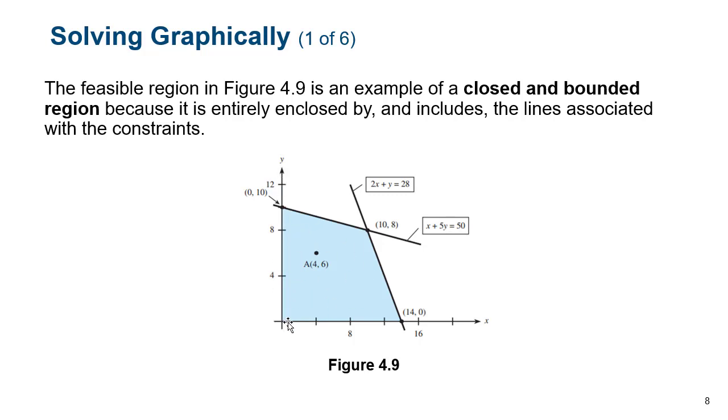So the y-axis and the x-axis will always act as constraints, because it makes sense that you can't have negative of these things, right? You can't have negative hours of labor. You can't have negative gallons of pesticide, those types of things.